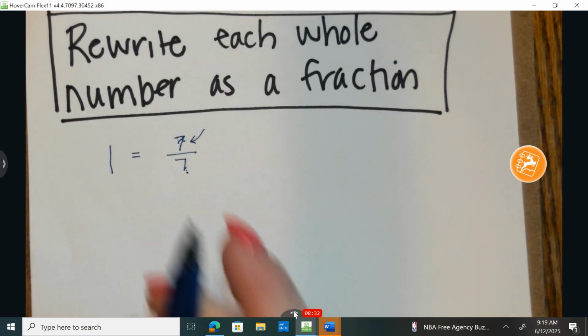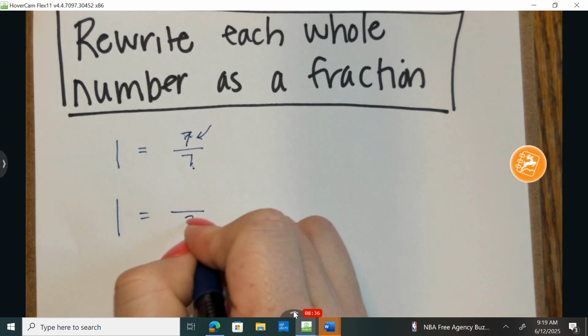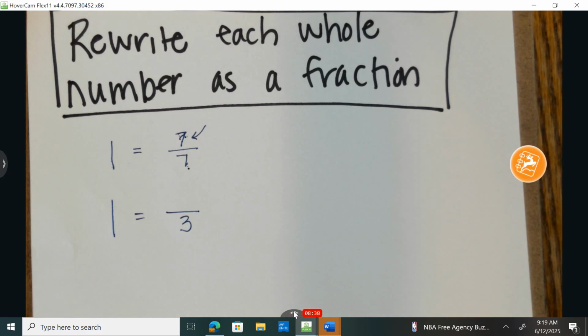Let's try another one. This time, let's put a 3 on the bottom. What value, when divided by 3, equals 1? 3. 3 divided by 3 equals 1.